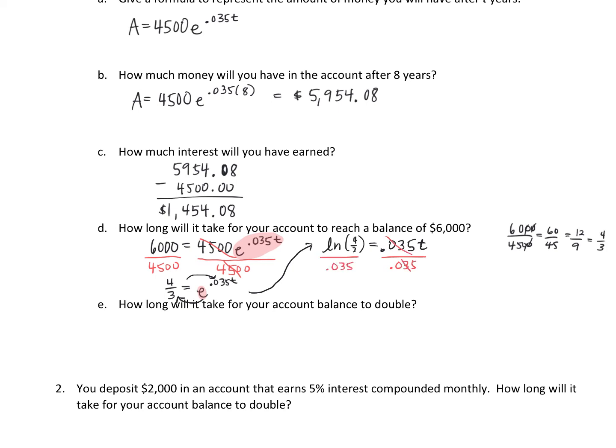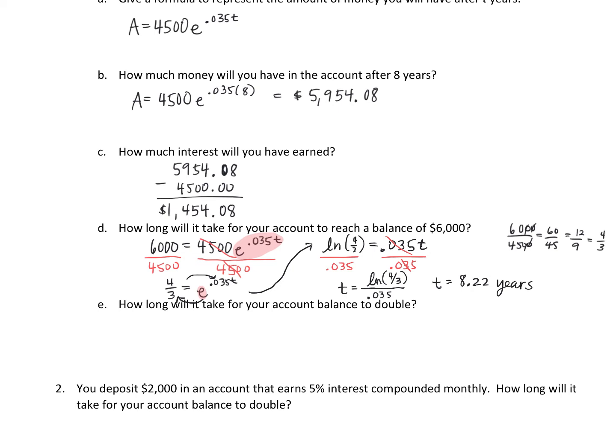So we will get t equals the natural log of 4/3 over 0.035. And if I want to know what that is, since it's years, let's see what I get if I put it in my calculator. So when I put that in my calculator, I got 8.22. So we can say a little over 8 years.